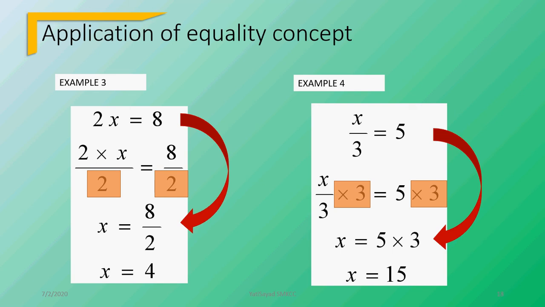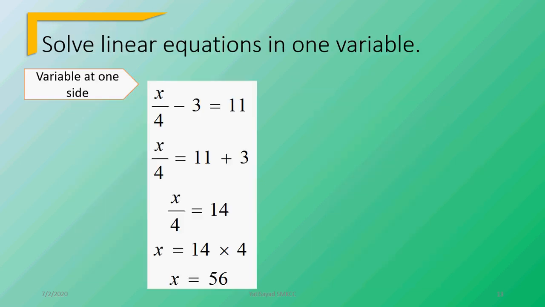Now, let's look at this case. How do you solve linear equations in one variable if the variable is at one side? One side for this example is the left hand side. So you have x over 4 minus 3 equals 11. You have two terms in this left hand side: x over 4 and minus 3. In this case, the first option is to eliminate the minus 3 first. To eliminate this 3, you have to add 3 at the right hand side, from left to right, from subtract to plus.